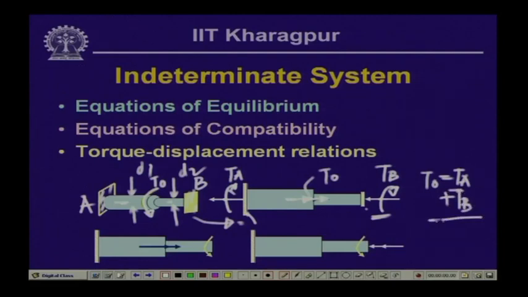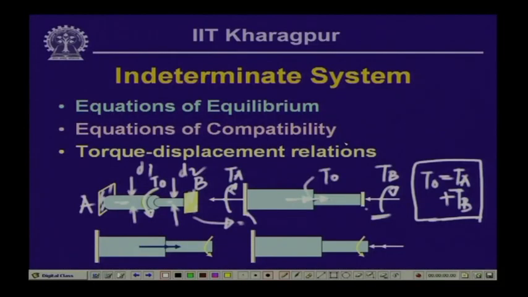Now, this is the equation of equilibrium. The external twisting moment which is acting on the shaft is getting equilibrated by the support twisting moments T A and T B. So, T 0 is equal to T A plus T B. This is the equation of equilibrium. Now, as you can see from this expression, T A and T B are the two unknown parameters, and we have only one equation. So, from one equation you cannot solve the two unknown parameters. So, you need an additional equation to be brought in.